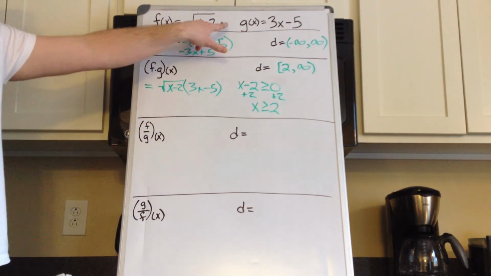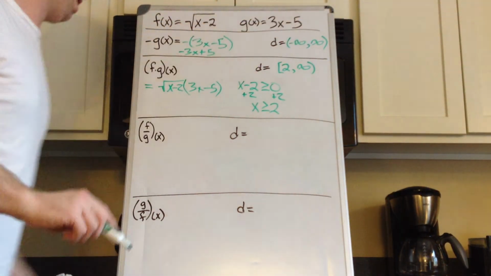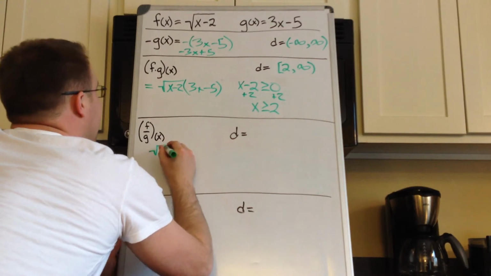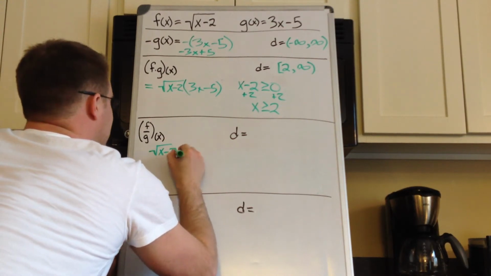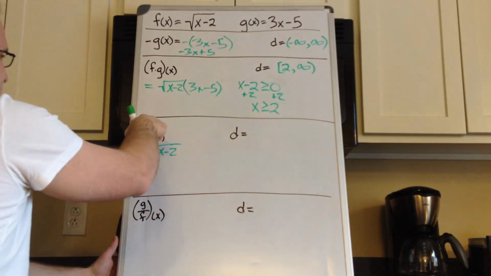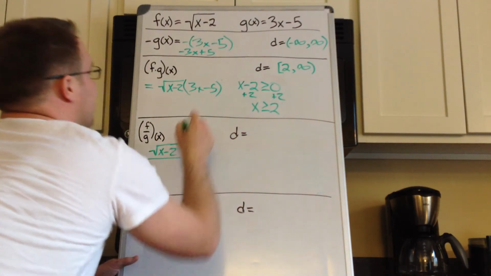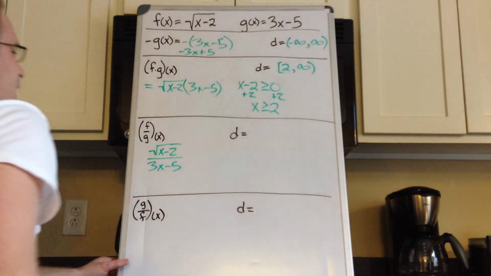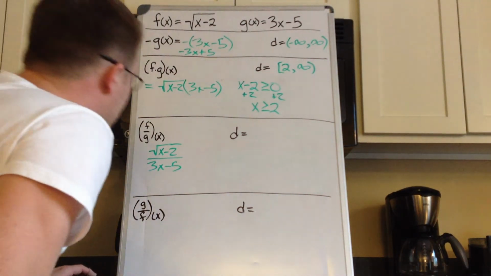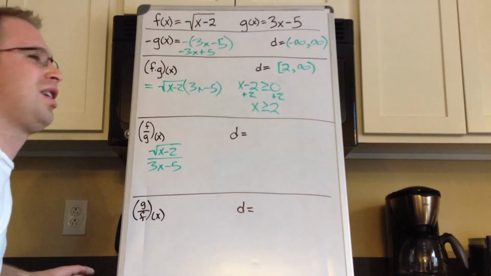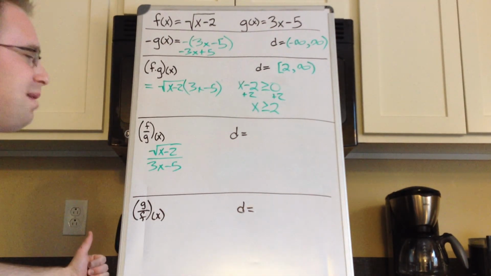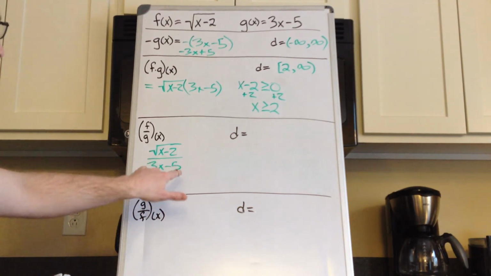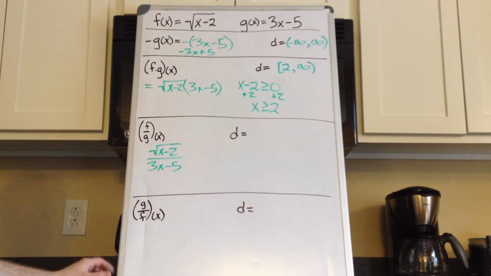F over g of x, or f divided by g of x, is just going to be a fraction with f of x here on the top and g of x on the bottom. So let me write that. We're going to have the square root of x minus 2 on the top, because that's what f of x is. And we're going to have 3x minus 5 on the bottom. And that's done. So now to find the domain, we need to make sure that A, we don't have any zero denominators, and B, we're not trying to take the square root of any negatives. So both of those are possibilities here.